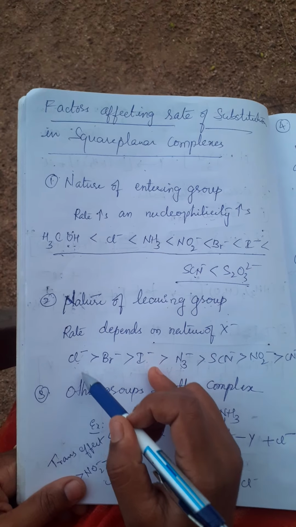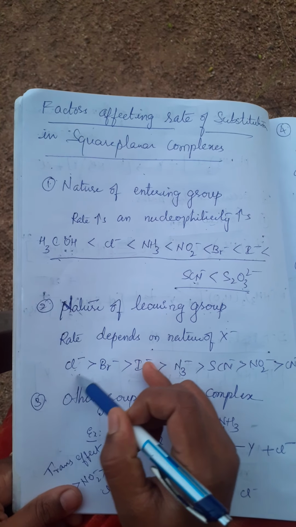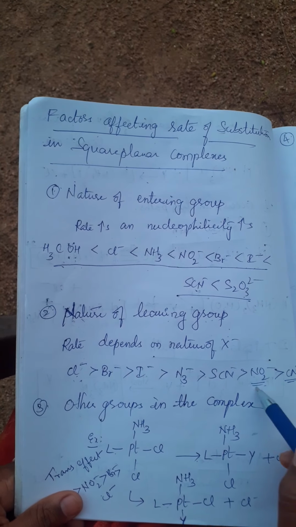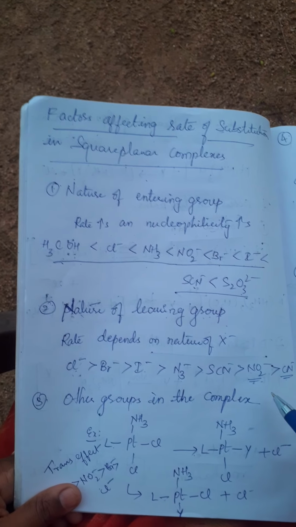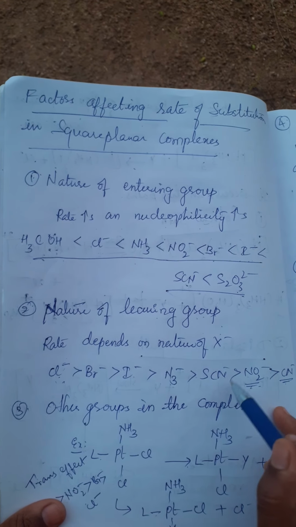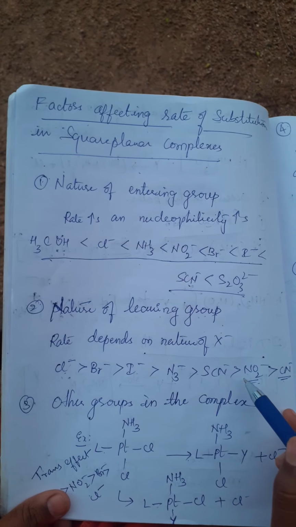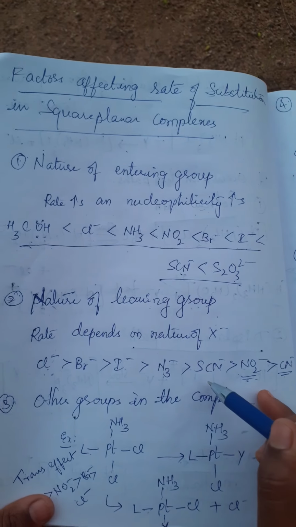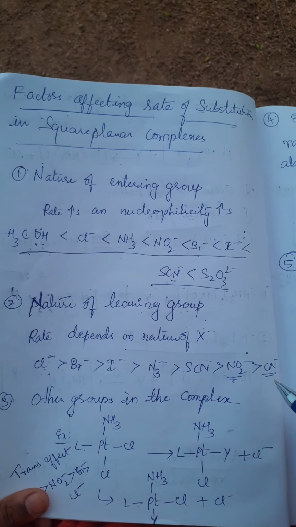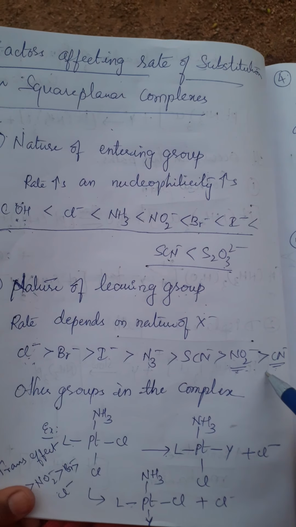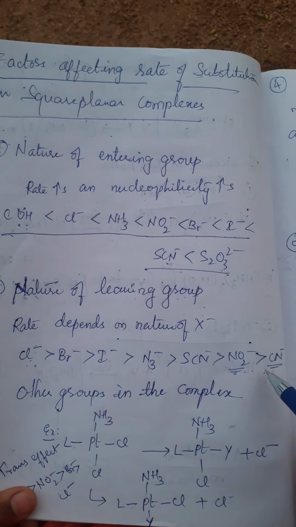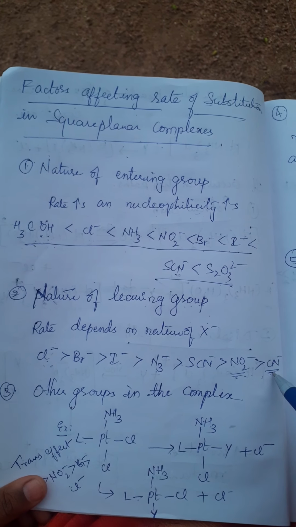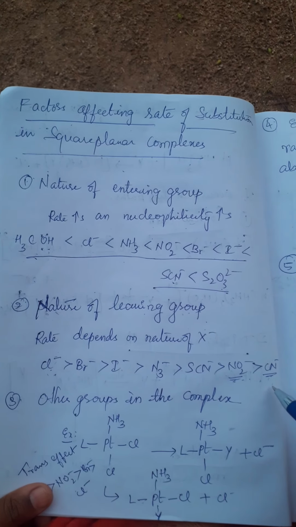Suppose chloride has electronegativity, but it doesn't form a pi bond like cyanide or nitro group. Here these ligands, cyanide, nitro and carbon monoxide, form a pi bonding with the central metal. Pi bonding means the central metal's electrons can be shared with the ligand. So these ligands can accept electron density from the central metal, and a double bond character is formed between the ligand and metal. If double bond character is formed, then the ligand cannot be easily cleaved.